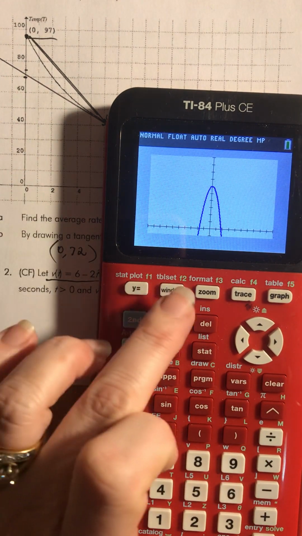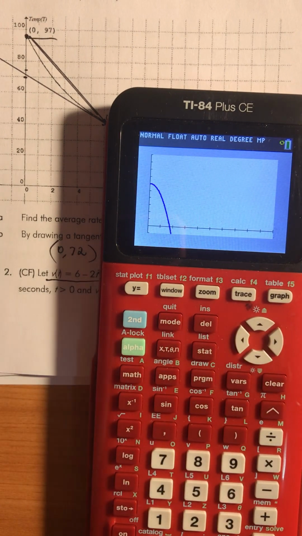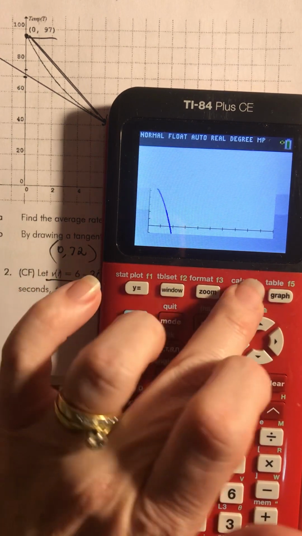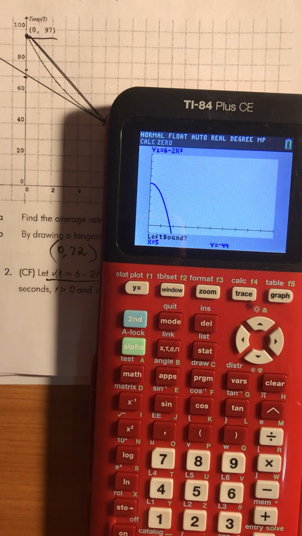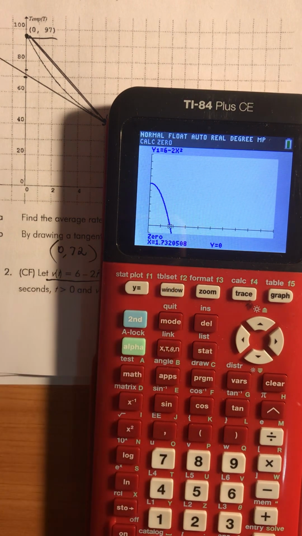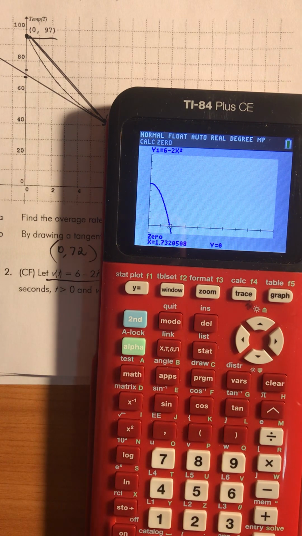So if I change my window to only between 0 and 10, then I can use my second trace to get my 0, so where it's going to cut the axis. So I'm going to go between 0 and 10, and I've got it here at 1.732. So obviously that's a decimal. I might want to try and solve that algebraically.